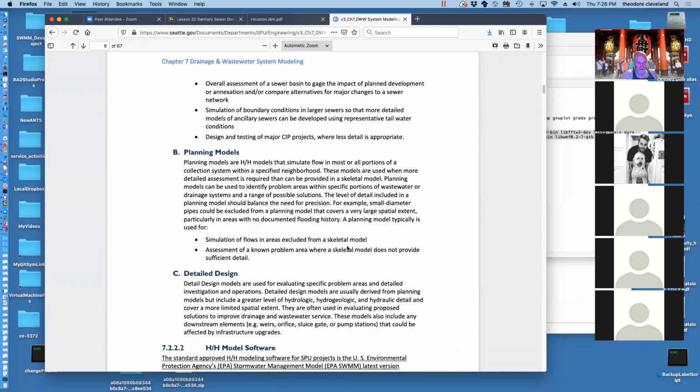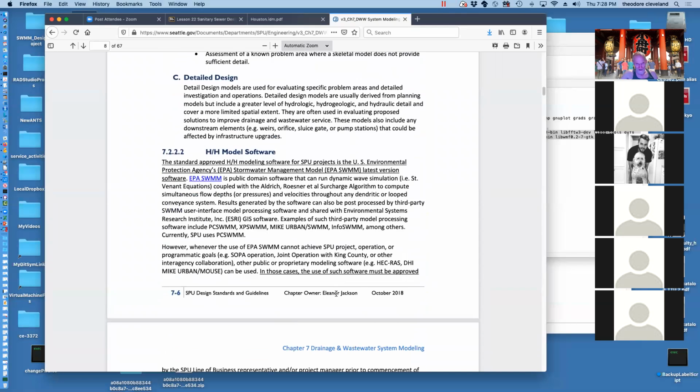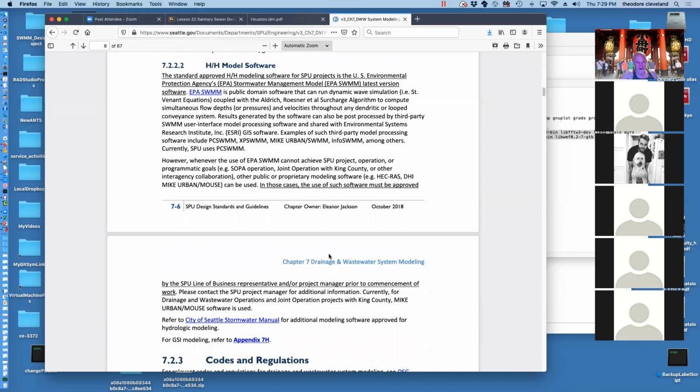The preferred software is SWMM. So you're all being well trained for moving to Seattle and working there. They're not the only place in the country that uses that. And they stipulate that when SWMM cannot be used, you can consider some other ones. HEC-RAS, which would be really stupid because there's nothing HEC-RAS can do that SWMM can't.